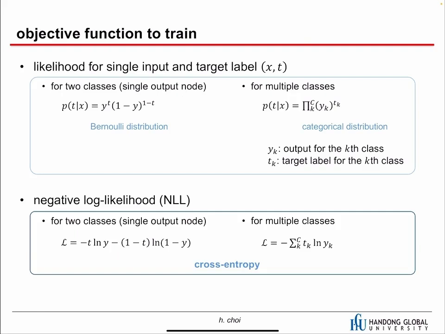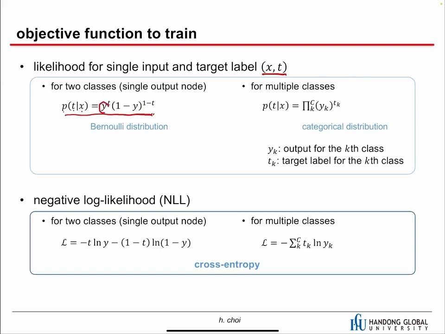Okay, so now in the previous slide, for the propagation, we had output as a probability based on the sigmoid or softmax. So now let's assume that we have probability. Then let's think of likelihood for a single input and target label. So we have only one sample, input and the label. And if it is a 2-class problem, then this is likelihood. Okay. So the probability of t given x is like this.